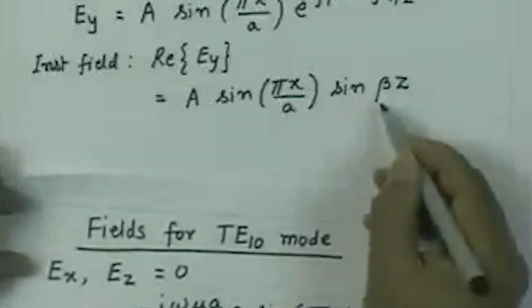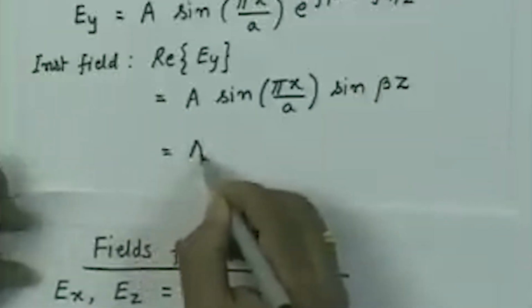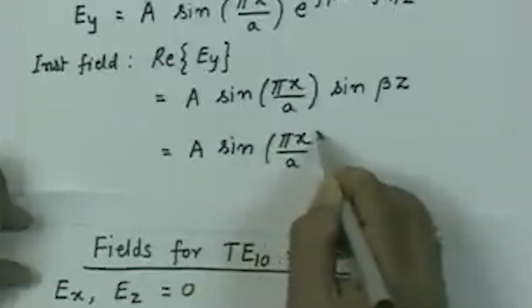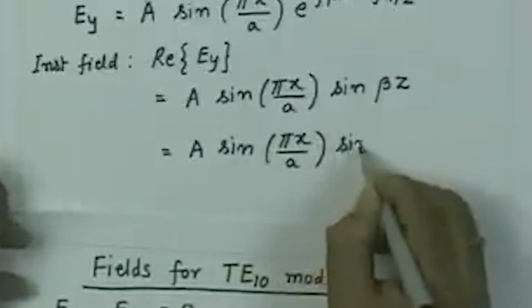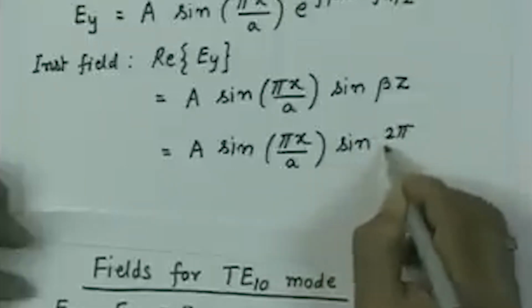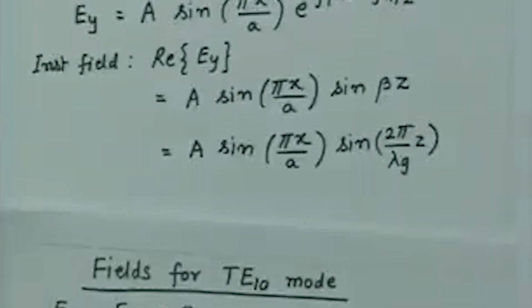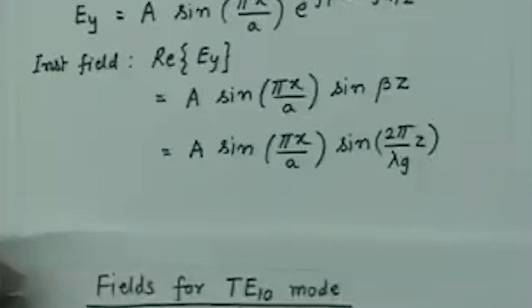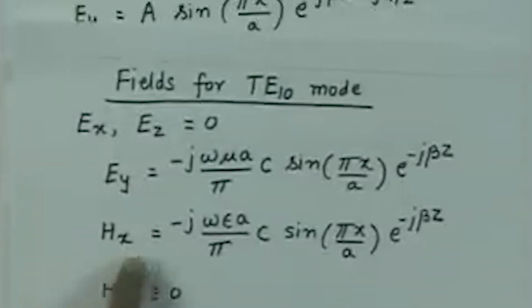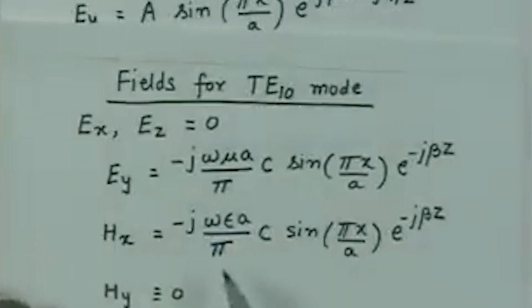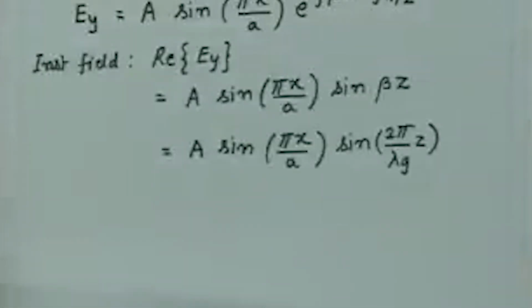Which we can write down explicitly in terms of the guided wavelength. So, this we can get as a sine of pi x upon a, sine of 2 pi by lambda g into z. Same thing I can do for this magnetic field also. So, this quantity again, with there is omega epsilon, this is omega mu. So, I can say this is another constant for the magnetic field.